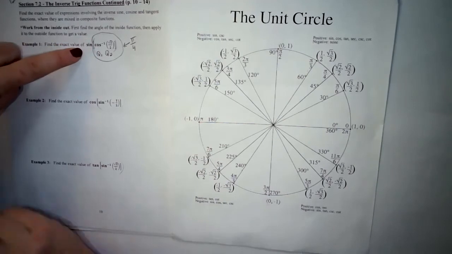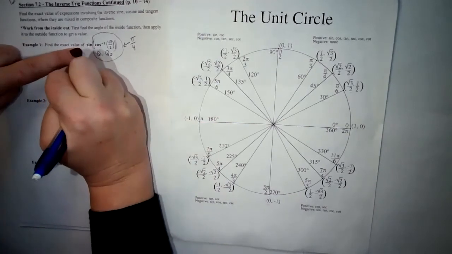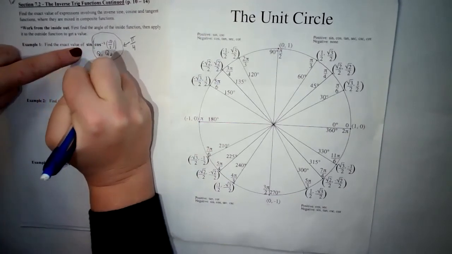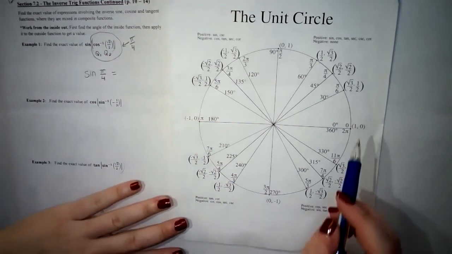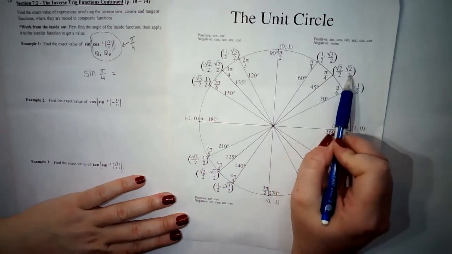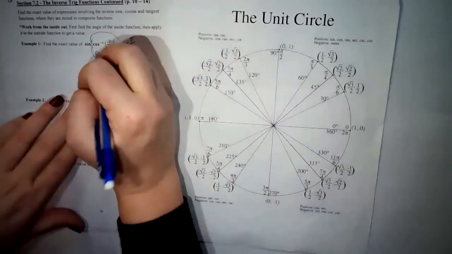Now I'm going to bring sine back in. So now my second part of the problem is, what's the sine of pi over 4? Okay, I go to pi over 4. My sine is root 2 over 2.